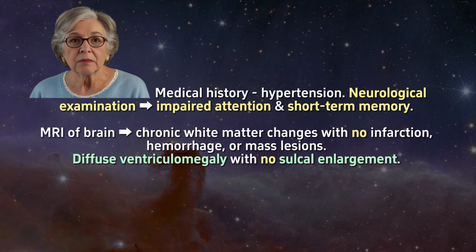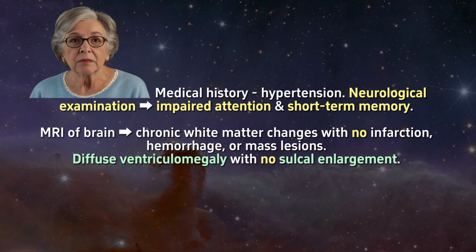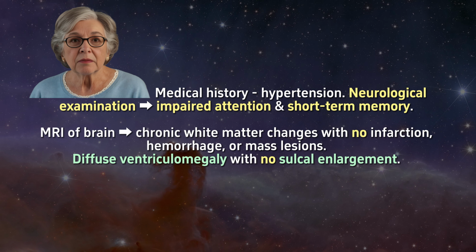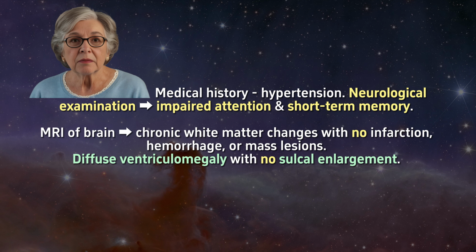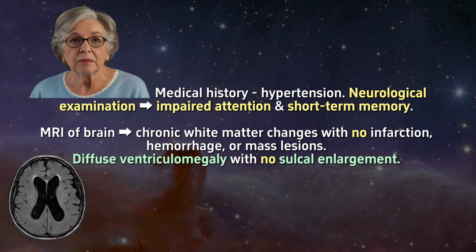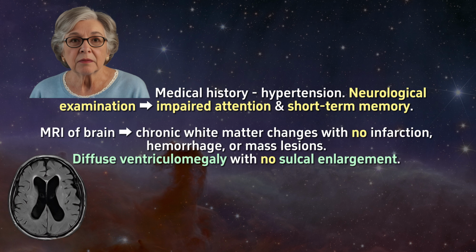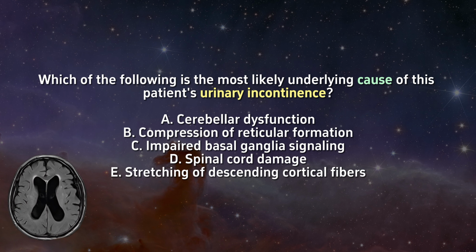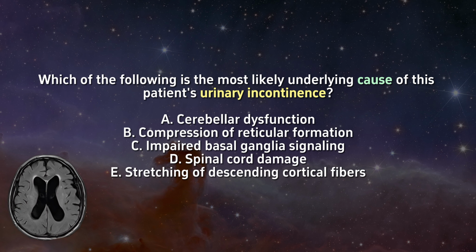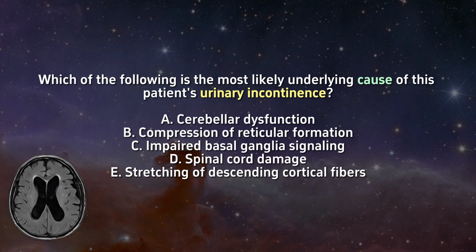Neurological examination shows impaired attention and short-term memory. MRI of the brain reveals chronic white matter changes with no infarction, hemorrhage, or mass lesions. There is diffuse ventriculomegaly with no sacral enlargement. Which of the following is the most likely underlying cause of this patient's urinary incontinence?